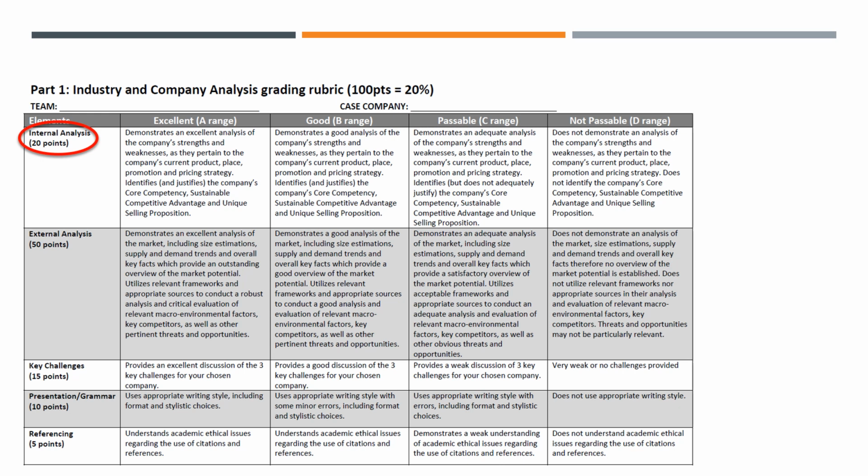We want you to think very carefully about the case company you select, because once you submit part 1, you can't change the case company anymore. So part 2 will obviously be based on part 1, and so once you've settled on the case company in part 1, you are essentially stuck with it. So within the internal analysis, you're looking at, as I mentioned, strengths and weaknesses, as well as what their competitive advantage is and their USP, or unique selling proposition.